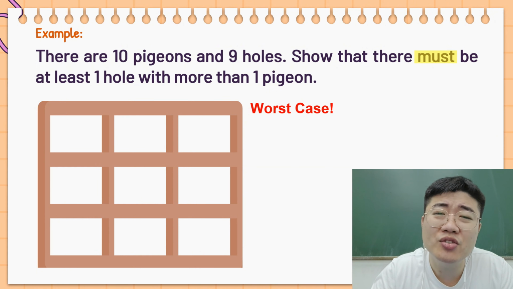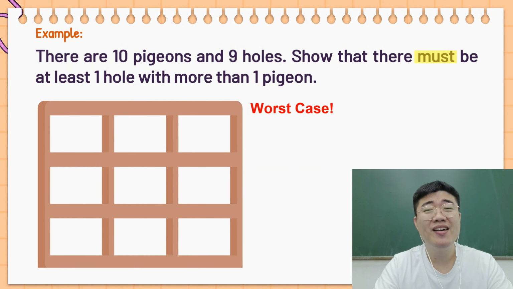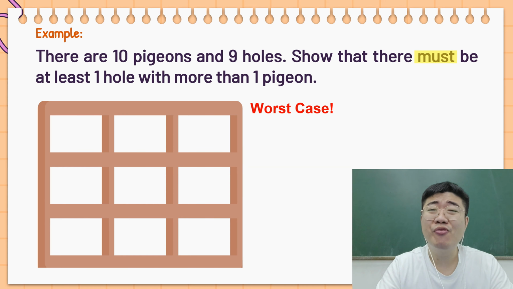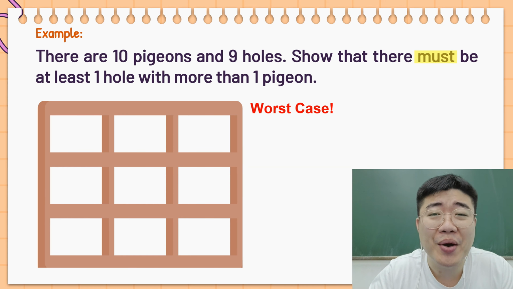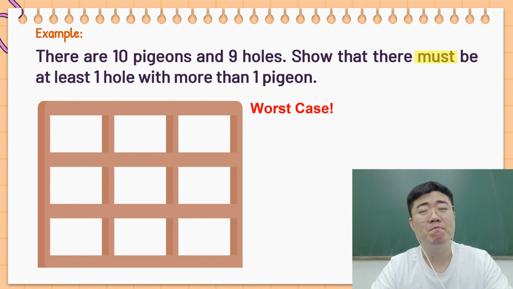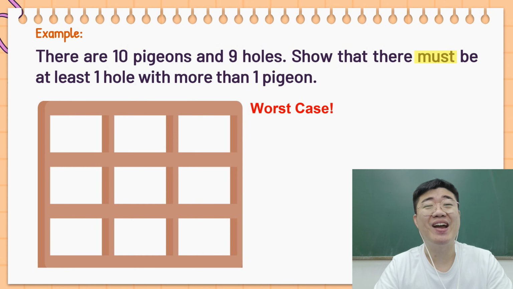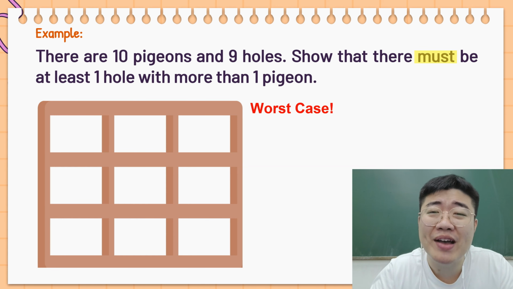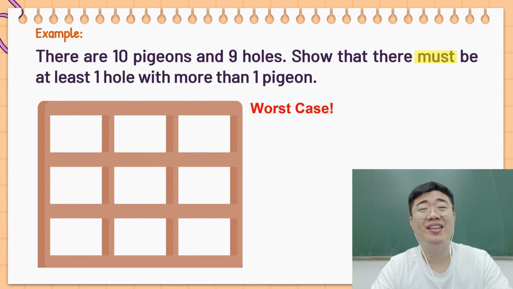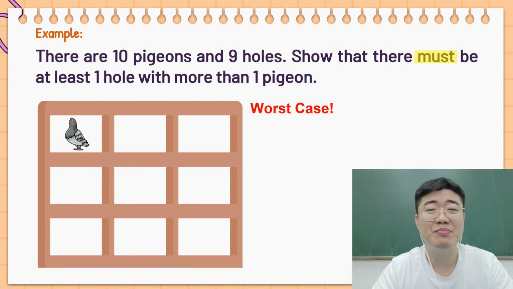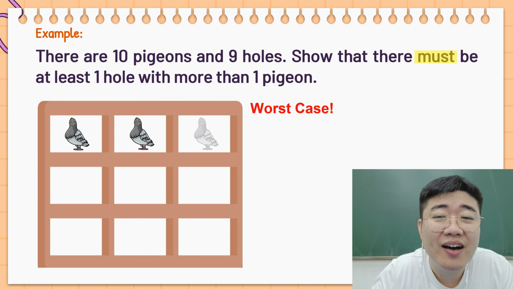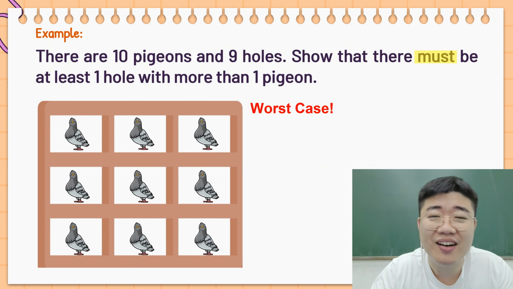Now, the question wants us to have more than 1 pigeon in a hole. So we notice the worst that can happen is we do not have more than 1 pigeon in a hole. So this way, what's the most number of pigeons we can put in one hole? Very good. We can put at most 1 pigeon in a hole. So let's do that now. First hole, put 1 pigeon. Second, put 1. We do the same for the others, all the way to the end.